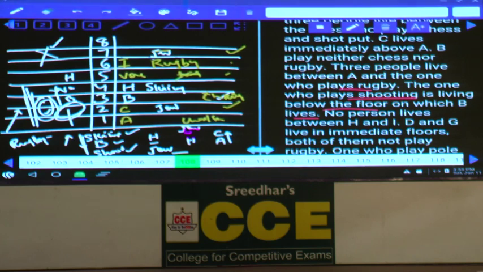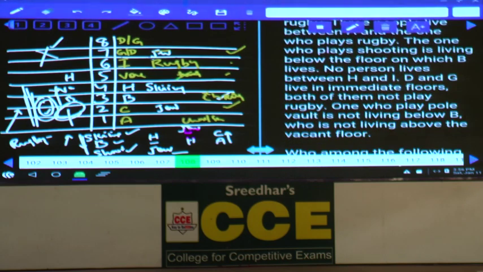D and G live on the immediate floors, and both of them do not play rugby. D and G are immediate neighbors. If D is here, G will be here, or if D is here, G will be here. If D and G are here, then D and G.